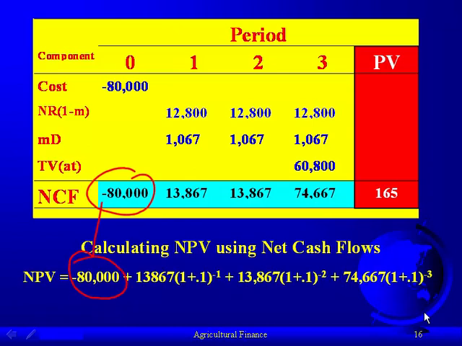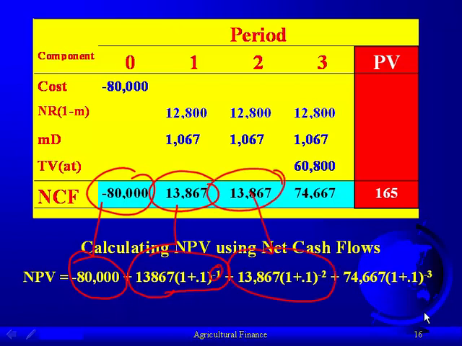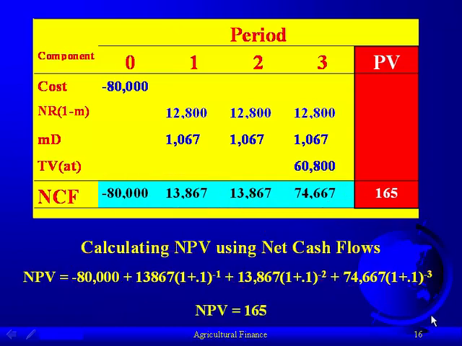Now, if we want to calculate the net present value using these net cash flows, notice that this first $80,000 is at time 0, no discounting. And the second period is this 13,867, but notice that we only bring it back one period. Then in the second period, we bring it back 2 periods. And then this 74,667, we're bringing it back as a single sum amount for 3 periods. And if we do that, no surprise, the net present value comes out the same.